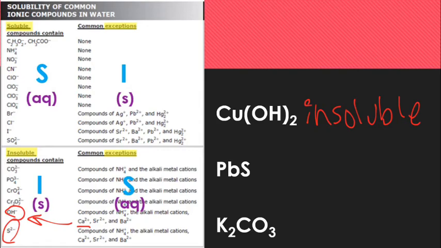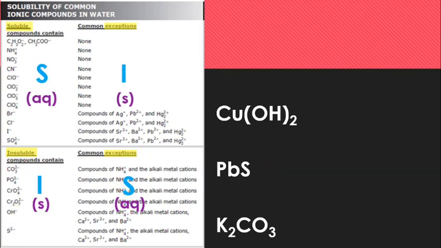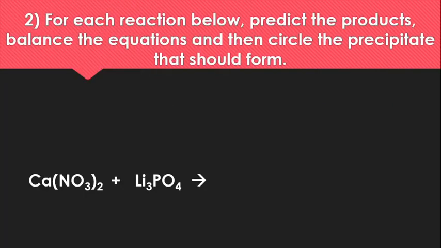PbS, S is insoluble, Pb is not an exception, so it remains insoluble. Potassium carbonate, carbonate is insoluble. Potassium, though, is a sneaky little alkali metal, so that makes this soluble. So that's really all that there is to it when we're looking for an ionic compound to tell whether or not it is soluble or insoluble.